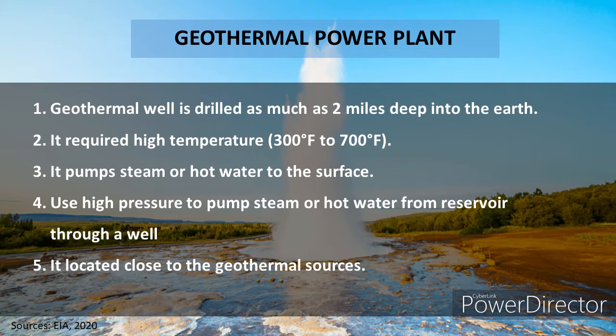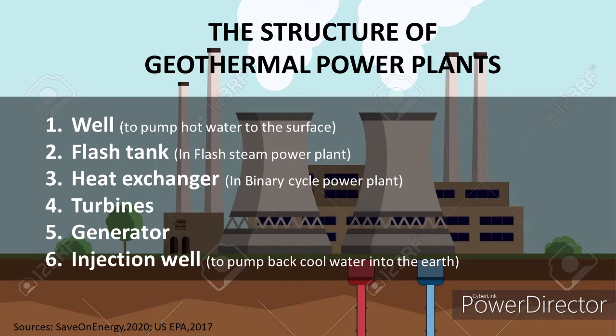Now, we explain the properties of a geothermal power plant. A geothermal well is drilled as much as 2 miles deep into the earth. It requires a high temperature, 300 degrees Fahrenheit to 700 degrees Fahrenheit. It pumps steam or hot water to the surface. It uses high pressure to pump steam or hot water from a reservoir through a well. It is located close to the geothermal sources.